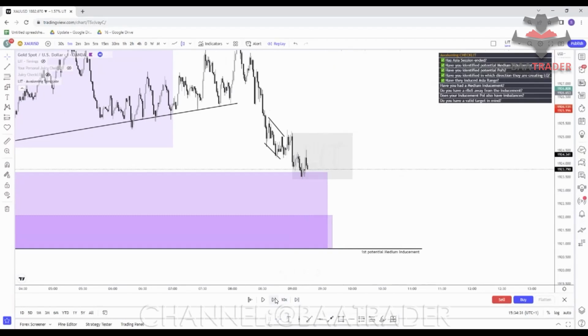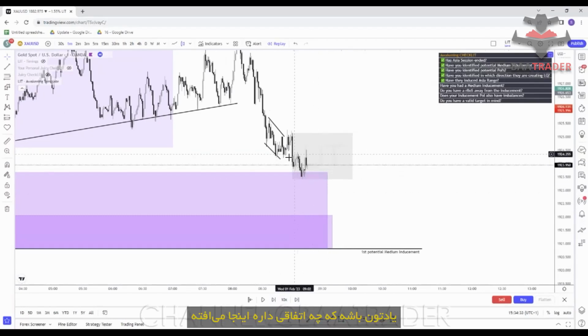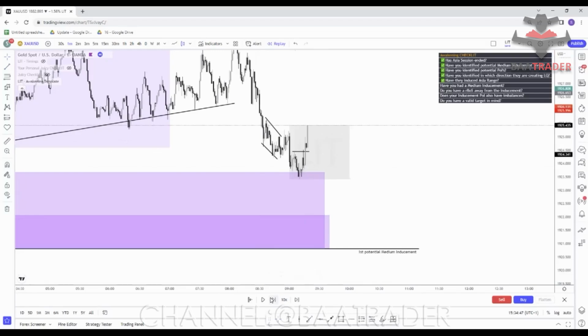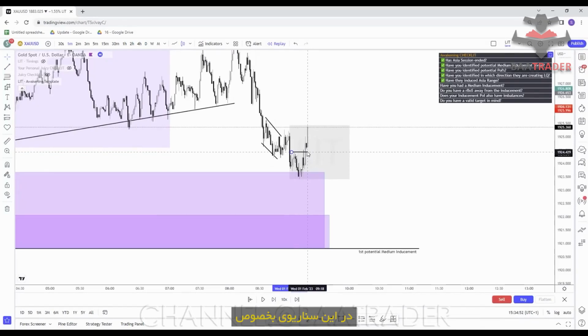Okay. Again, just keep in mind what's going on here, creating this liquidity. I can't mark that up super clear. It's pretty messy, actually. I can mark it to the high side, intention to go higher, potentially. But again, this is not enough for me to just enter. In this specific scenario, we are getting a reaction.